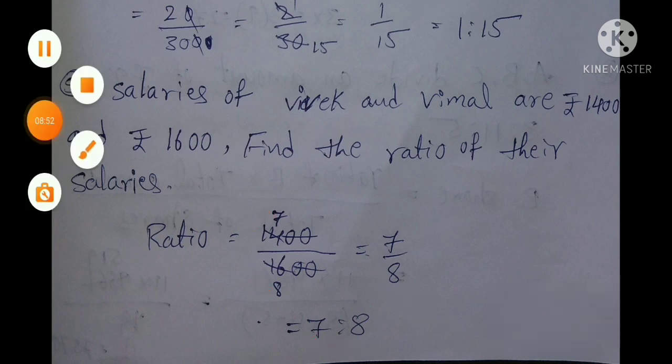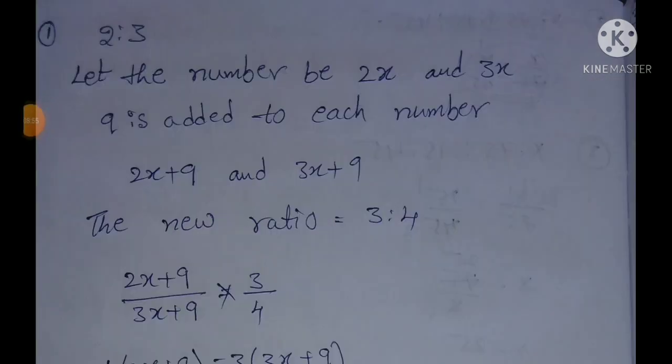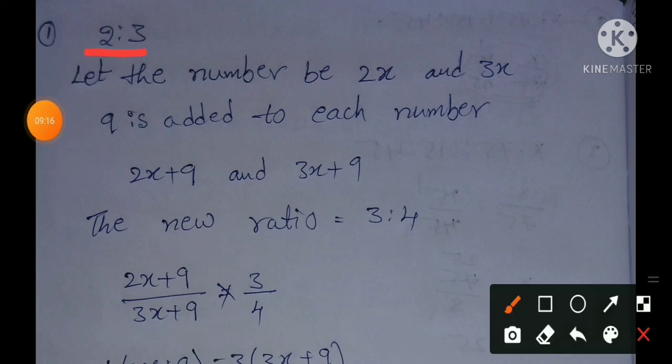Next we have another type of questions. Just see the question. Two numbers are in the ratio 2 is to 3. If 9 is added to each, they will be in the ratio of 3 is to 4. Find the numbers. Okay, first the ratio is 2 is to 3. Let the numbers be 2x and 3x. 9 is added to each number, it will become 2x plus 9 and 3x plus 9. These are the two numbers. Then the new ratio after adding 9 will be 3 is to 4. That is nothing but 2x plus 9 by 3x plus 9 equal to 3 by 4.